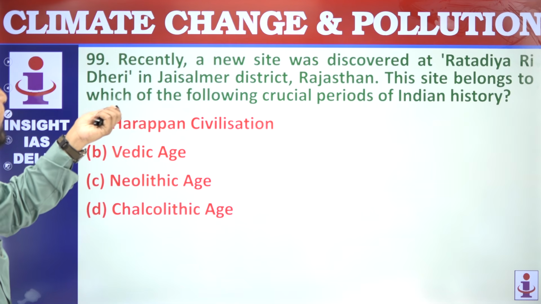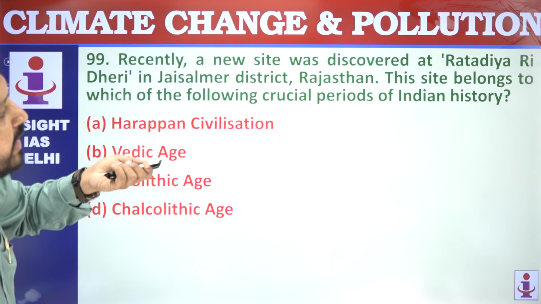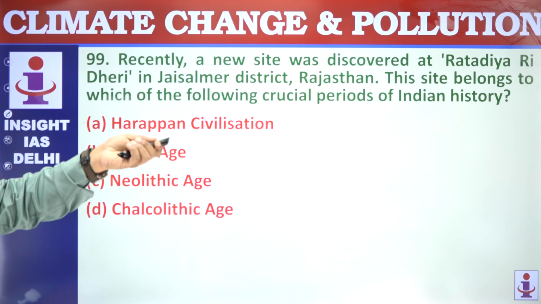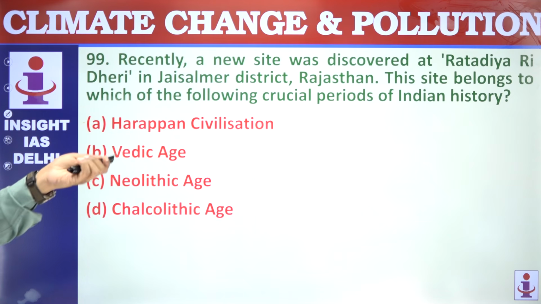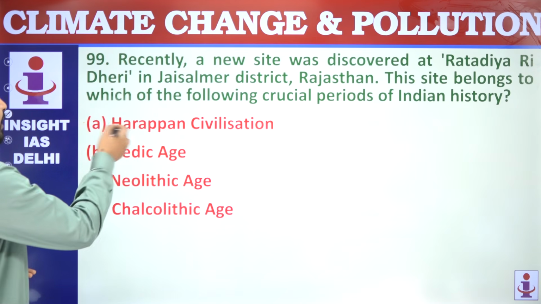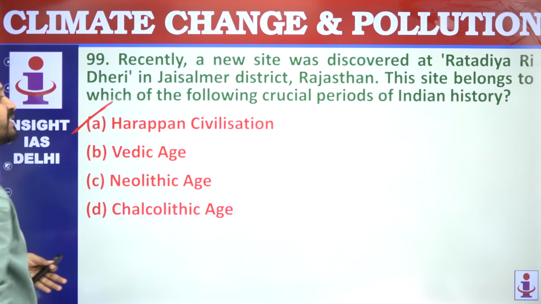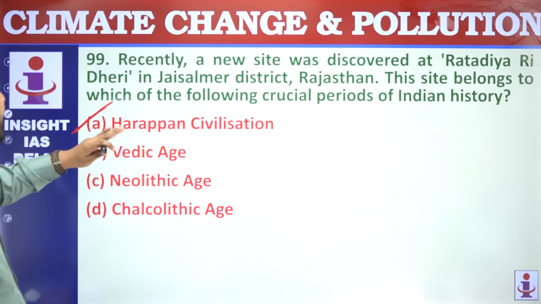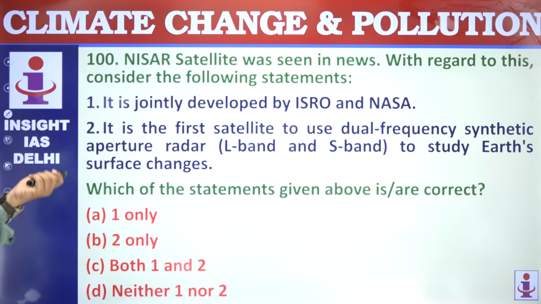The next question. Recently, a new site was discovered at Ratadiya Ri Dheri in Jaisalmer district, Rajasthan. This site belongs to which of the following crucial periods of Indian history? It is nothing but Harappan civilization related aspects that are found here. Indus Valley related. So it is the Harappan thing.